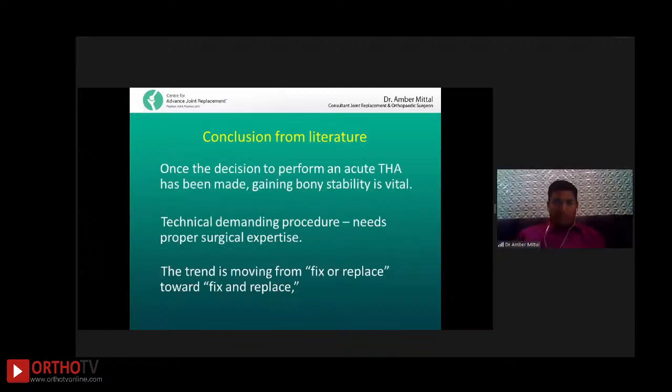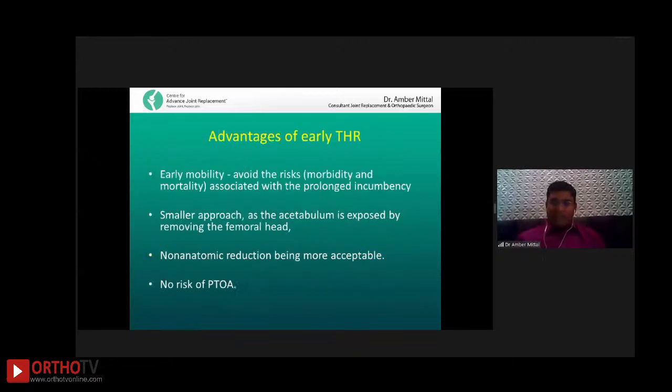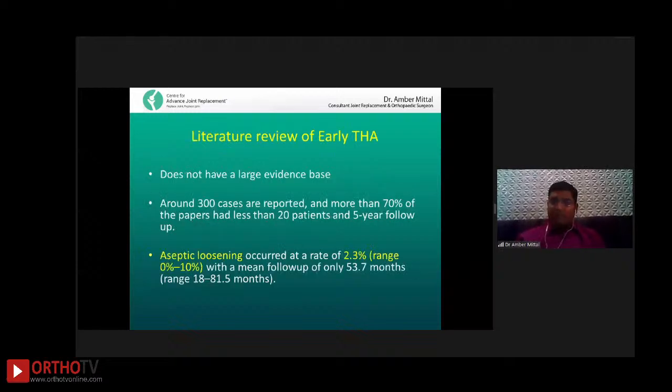Sure. Just short. So what are the advantages of early THR in these cases? It avoids the risk of morbidity or mortality associated with prolonged incumbency of two-stage surgeries. We have a smaller approach because we can expose the acetabulum from the same approach. We have to remove just like a THR. Non-anatomical reduction is more acceptable as we are doing a total hip. And there's no risk of post-traumatic osteoarthritis. Literature does not have a large evidence base on early total hip for acetabular fractures. Around 300 cases have been reported in literature and the follow-up is relatively short with higher complication rates.